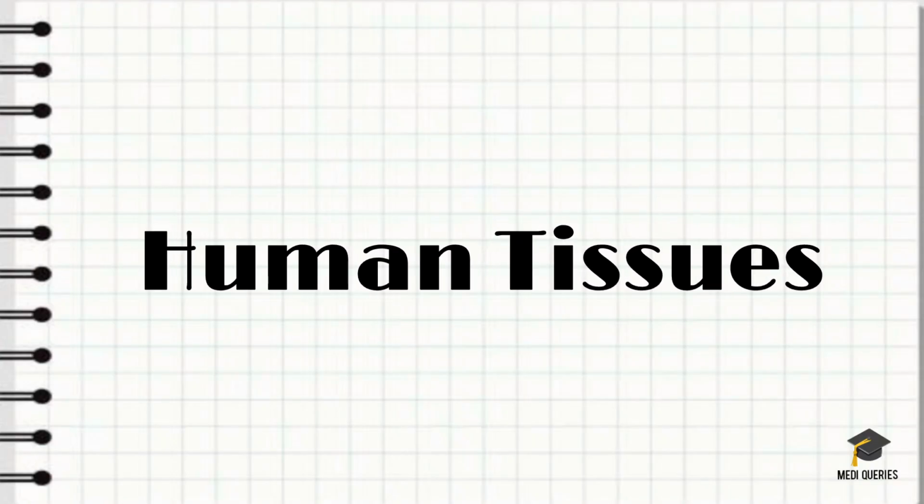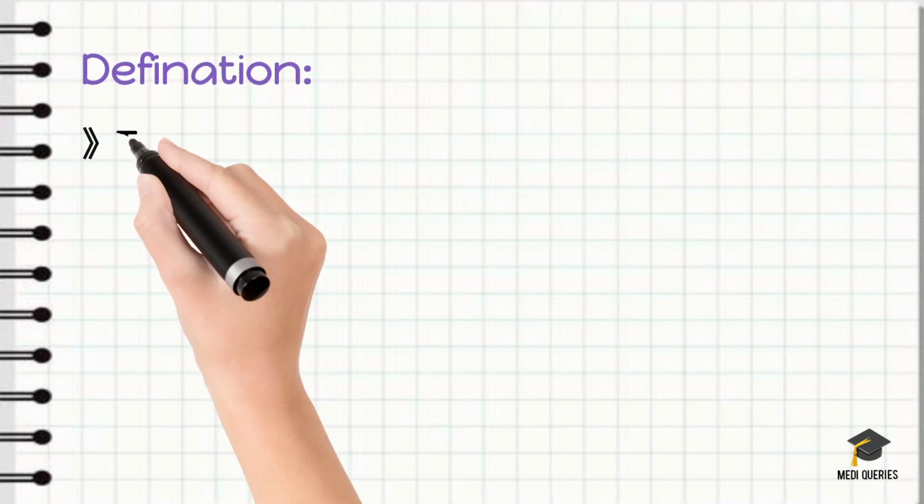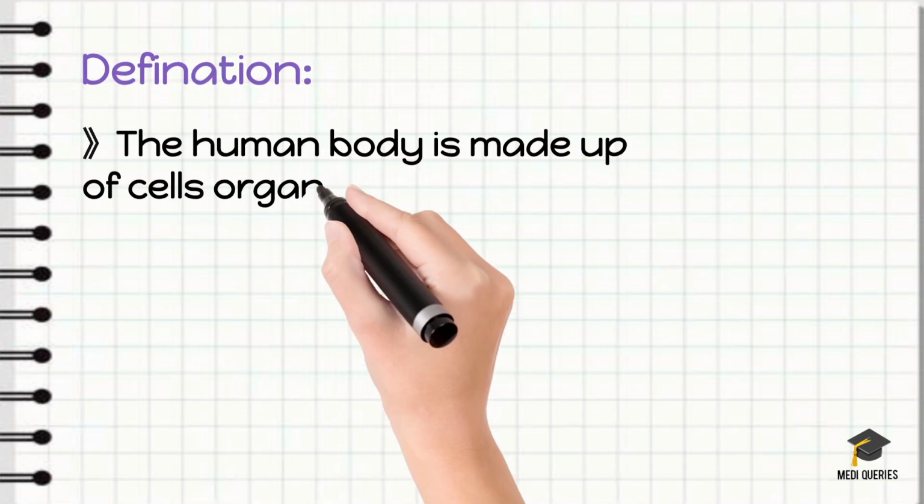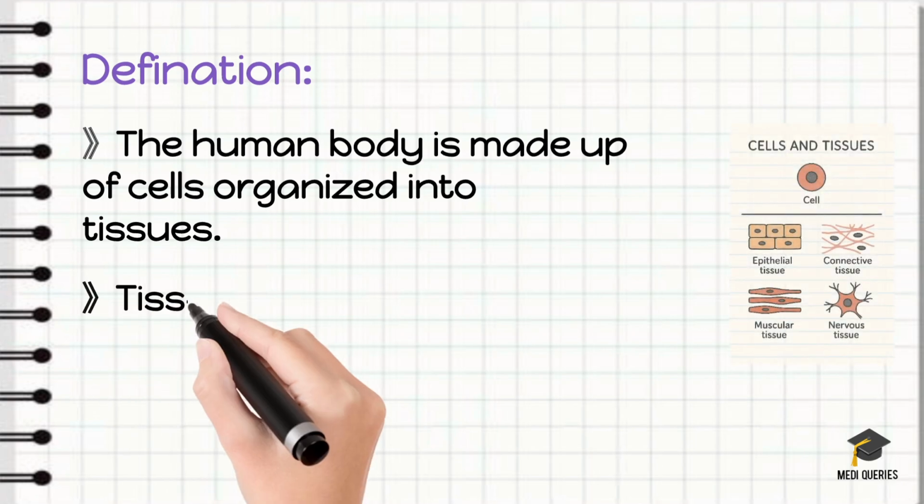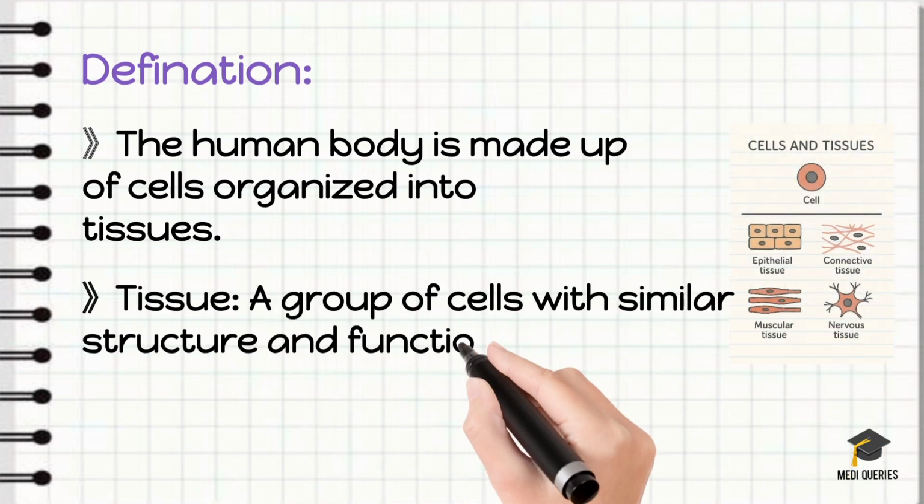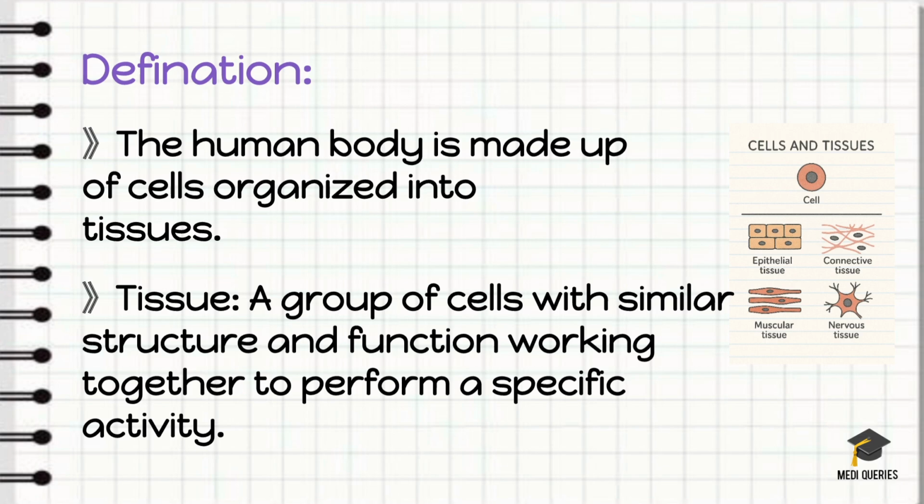Today in this video we are going to learn about the human tissues. So what do tissues mean? A tissue is a group of similar cells that work together to perform a specific function. In the human body, cells are specialized for different tasks, and when similar cells group together for a common purpose, they form the tissues.